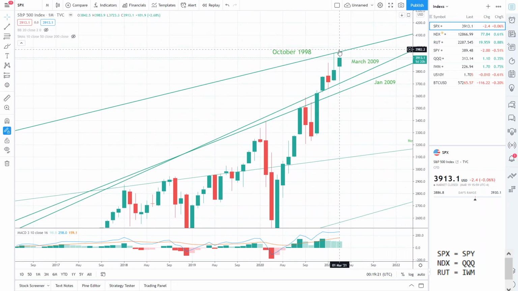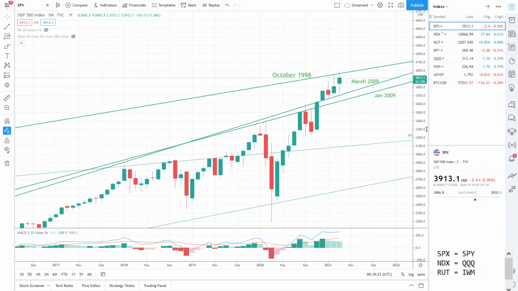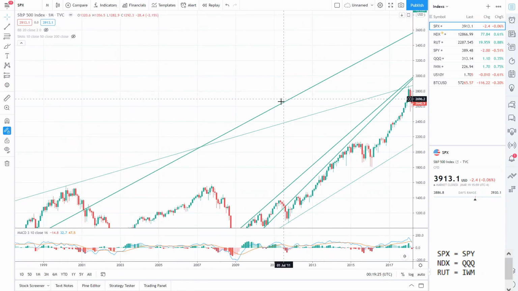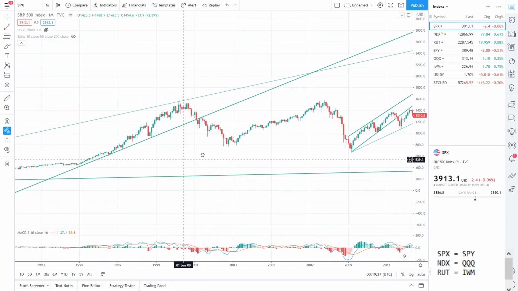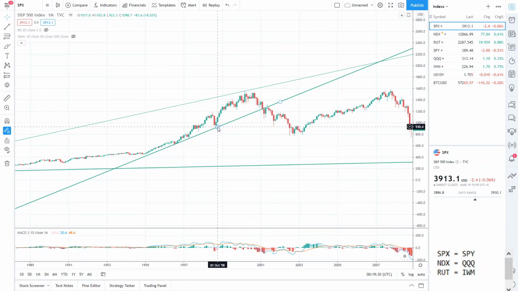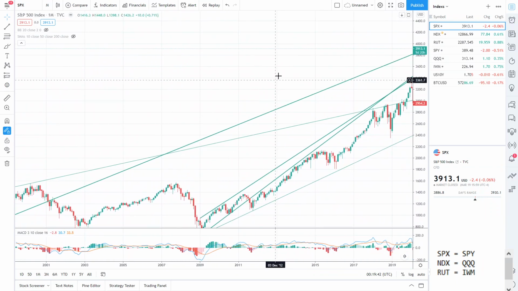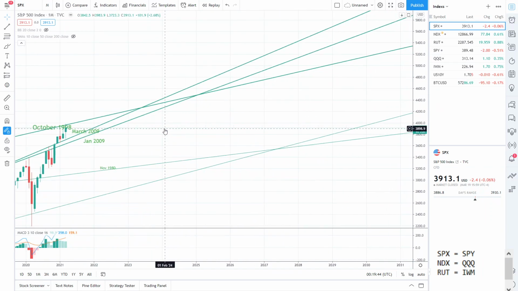Let's follow this trend line back into the depths of the dot-com bubble. So October 1998. Let's see where this began. Okay, so here's where I started the trend line. You can see that all throughout the mid 90s, this acted as support, and it began acting as resistance as the tech bubble crashed, right? So now we are at those levels currently.